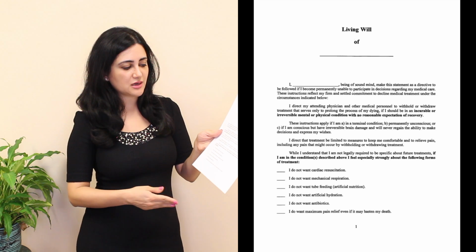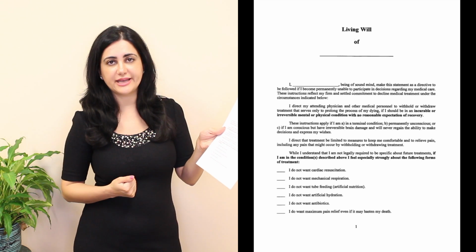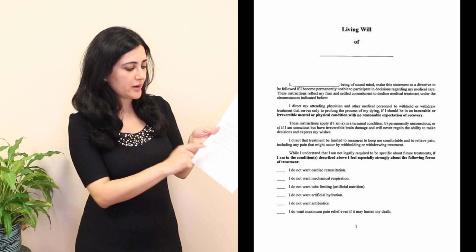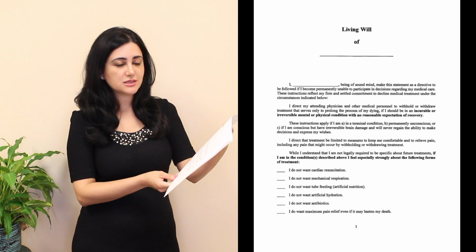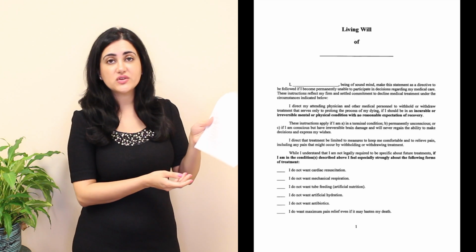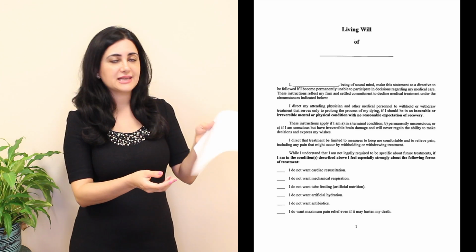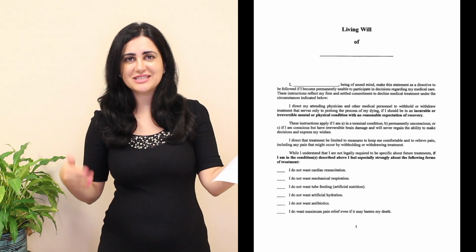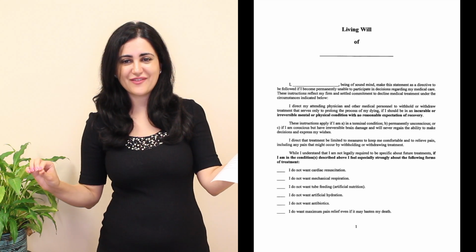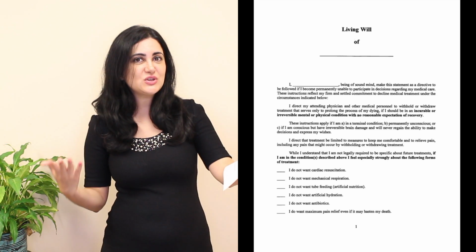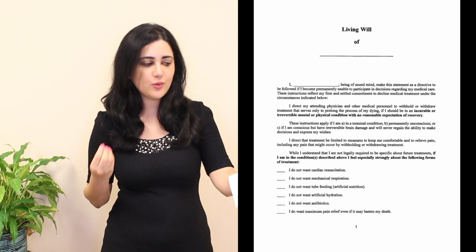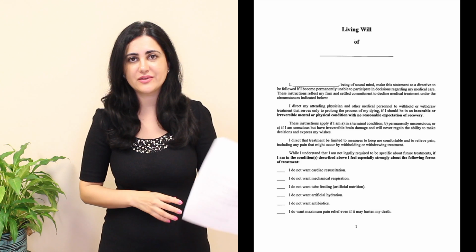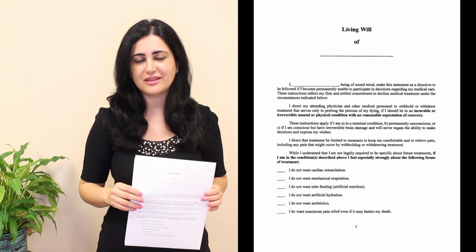And the 6 choices are: do I want cardiac resuscitation? Do I want mechanical respiration? Do I want tube feeding, artificial hydration, antibiotics? The last one is a little different and you have to read that very carefully. I do want, right? Versus I do not want. I do want maximum pain relief even if it may hasten my death.